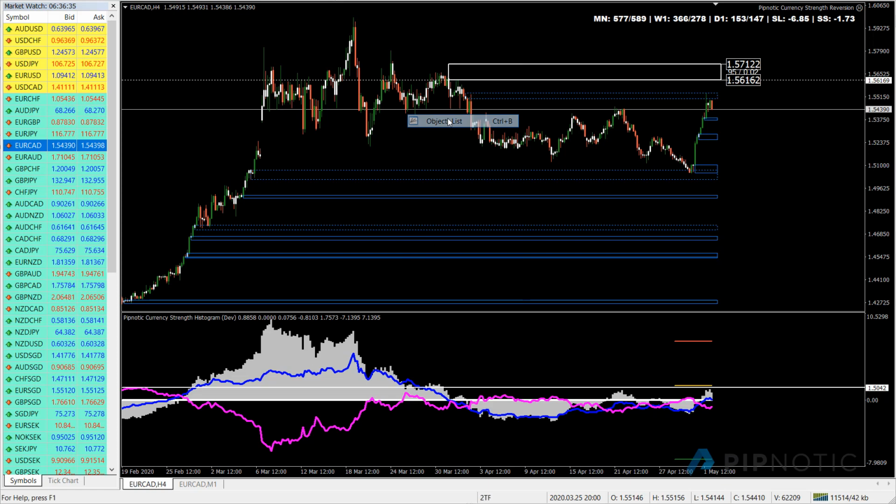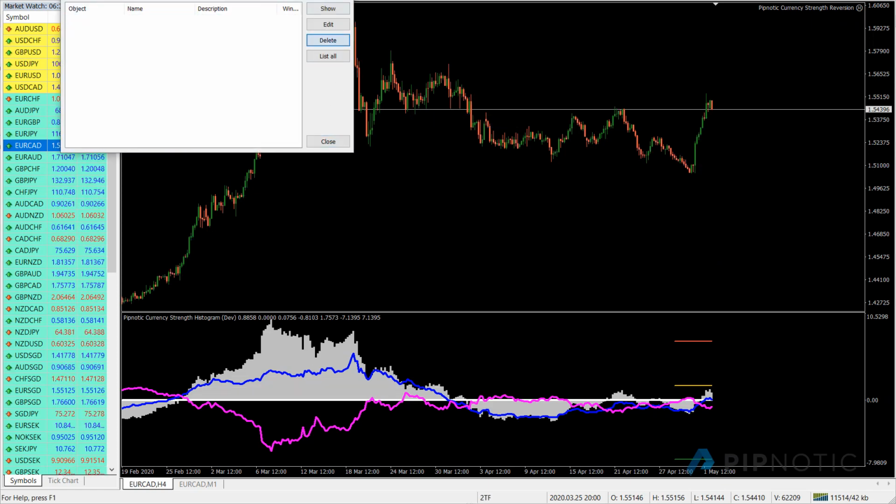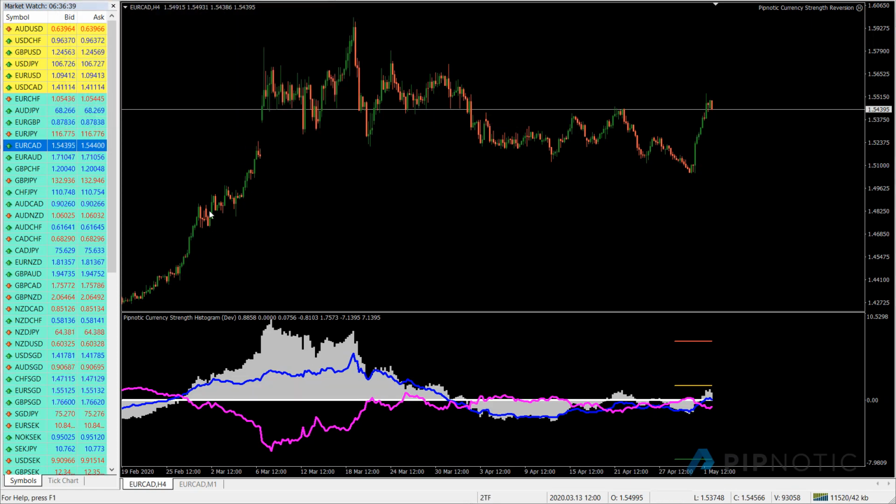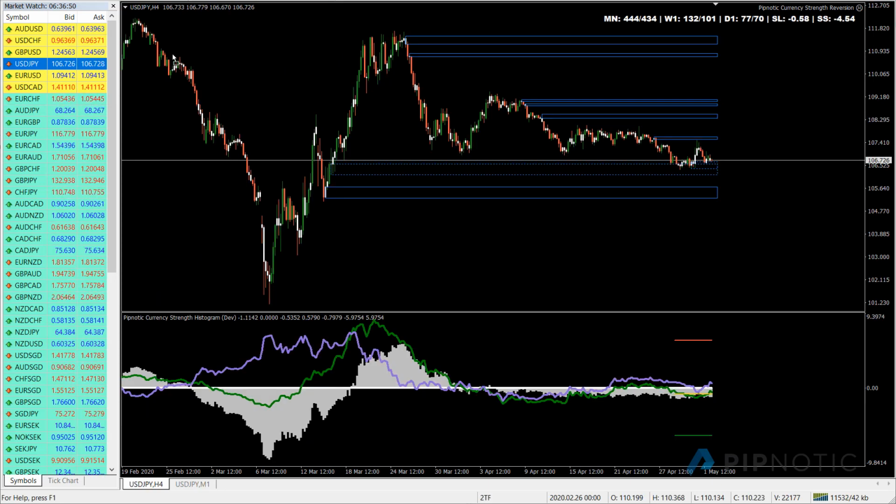Let me remove these objects. We'll have a look at one more, and then I'm going to go for lunch. So the American dollar, Japanese yen. There's a lot of speculation from alternative economists. An alternative economist is someone who views monetary policy and the global economy from a slightly different angle. They consider things that traditional economists don't.